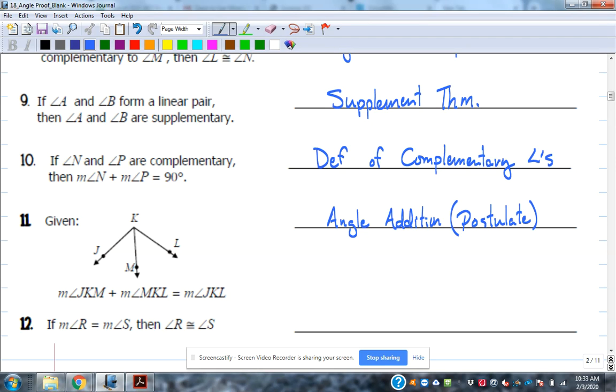Number 12 there. Measure of angle R is equal to the measure of angle S, then the angle R is congruent to angle S. Yeah, that's that old definition of congruence that we've used with segments already. So not stuff we don't know already, but putting it together in the proof can be somewhat difficult there. So in your little packet, you got kind of a guide for these particular proofs that we're doing here.